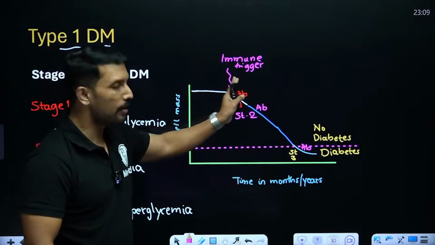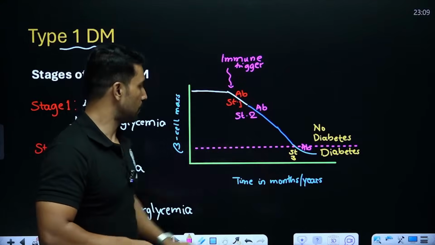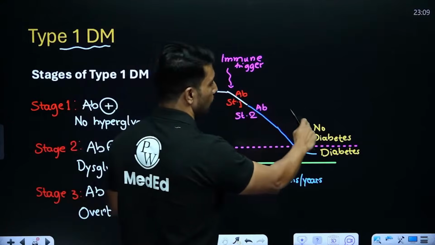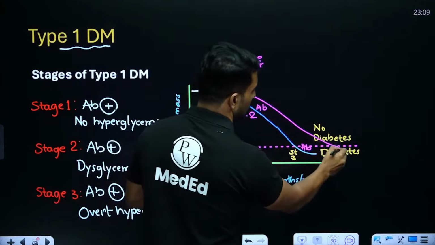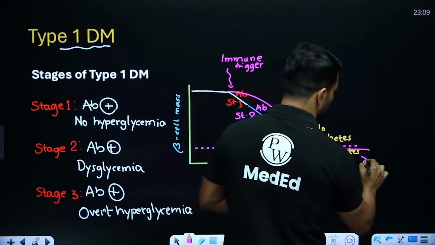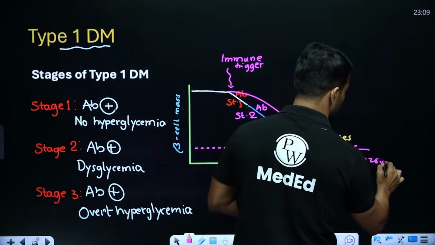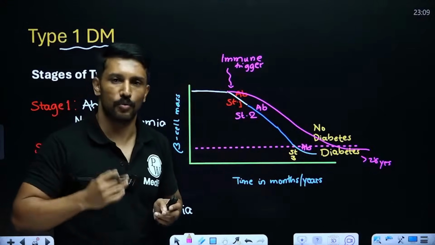But if the antibody load is low, then there will be a slow decline in the beta cell mass. So the graph is going to go somewhat like this, right? Slow destruction of the beta cell mass, and I will reach a point where I can be diagnosed as diabetes after 25 years of age. So basically a slow progressing type 1, as you think of it.